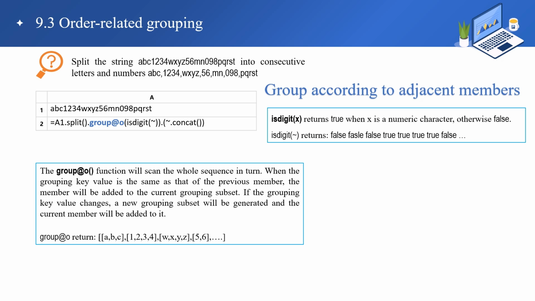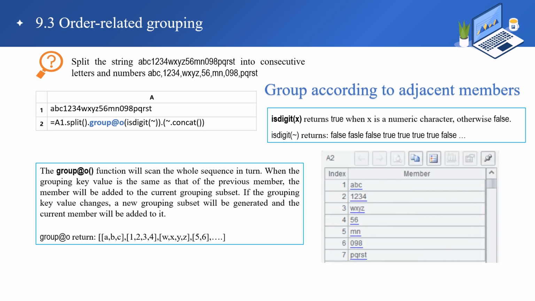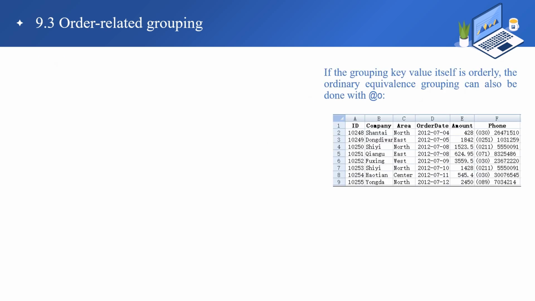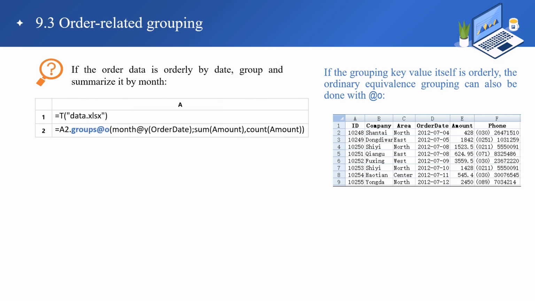That is, divide the adjacent letters or numbers into a group, and then use concat to concatenate each group into a string. This grouping is difficult to describe with the grouping operation we learned earlier. This is another example of doing grouping directly to a sequence. If we know that the grouping key value itself is orderly, the ordinary equivalence grouping can also be done with @O. For example, if the order data is orderly by date, and we want to group and summarize it by month, we can write this.